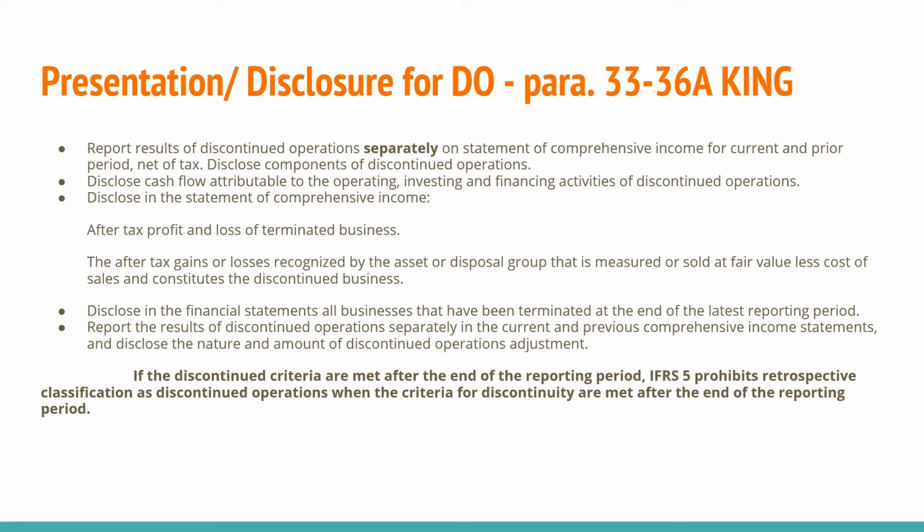However, an entity that is committed to a sale plan involving loss of control of a subsidiary should disclose the information required in paragraphs 33 to 36 when the subsidiary is a disposal group that meets the definition of a discontinued operation in accordance with paragraph 42.